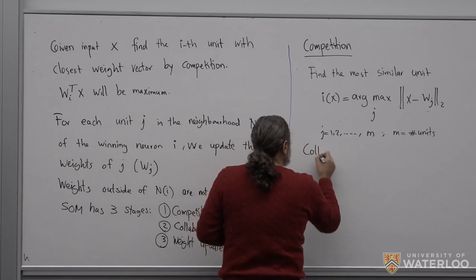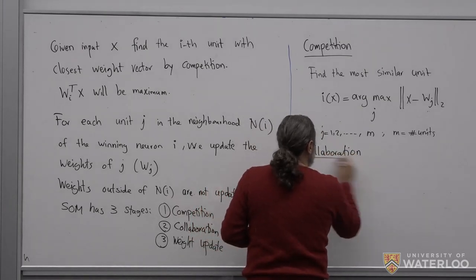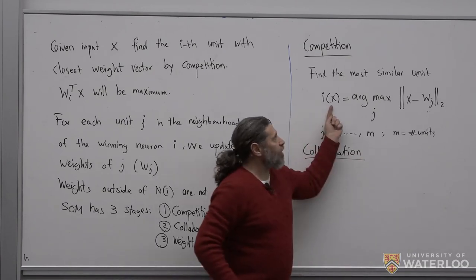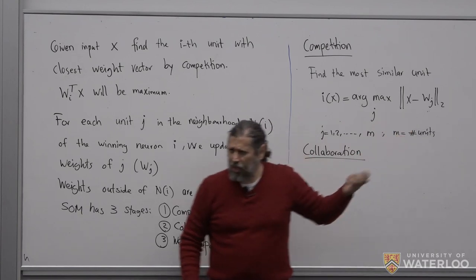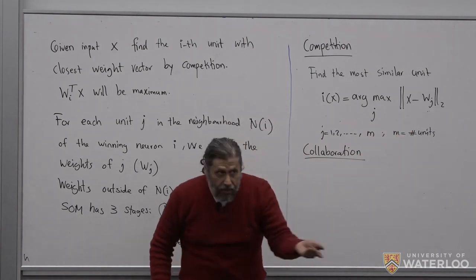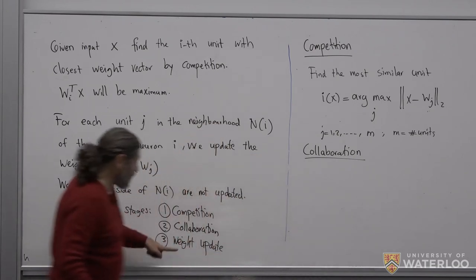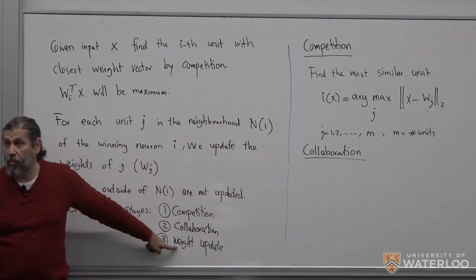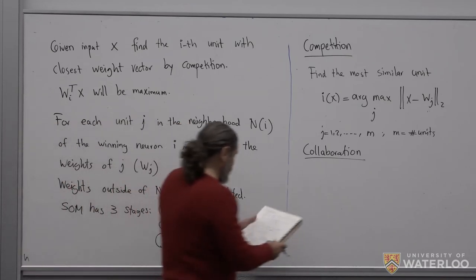Then we have collaboration. So the winning is you want to be as similar as possible to the input. At the very beginning, your weights are random. But then we start updating. Hopefully, at some point, we come up with some smart weight update. Competition, collaboration through neighborhoods, and then update.